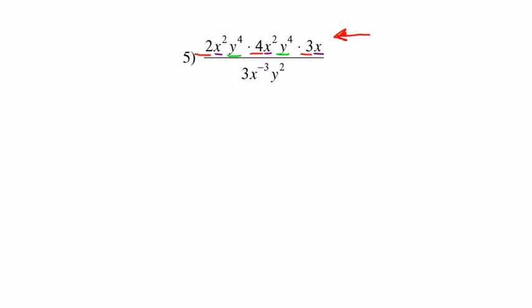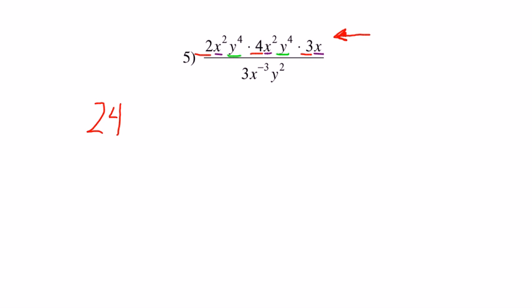If we look at what we're doing though, this is all multiplication, so this is all product rule. Remember, with product rule, we are going to add the exponents. So 2, 4, and 3, my numbers, I might as well just multiply those together right off the bat. So 2 times 4 is 8, 8 times 3 is 24. So I'm going to just put a 24 over here.